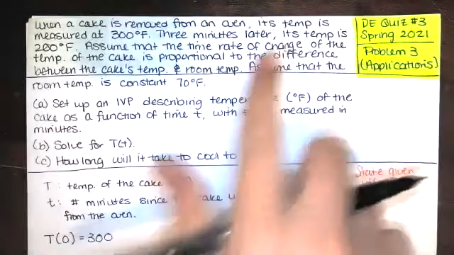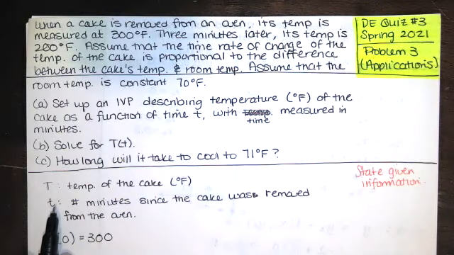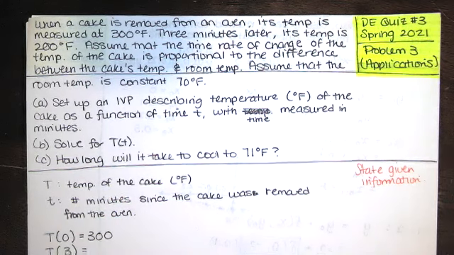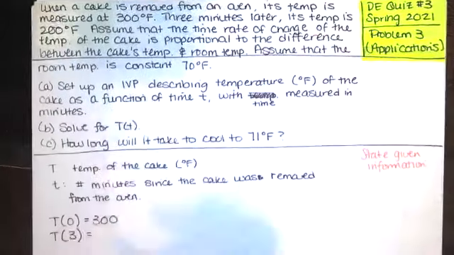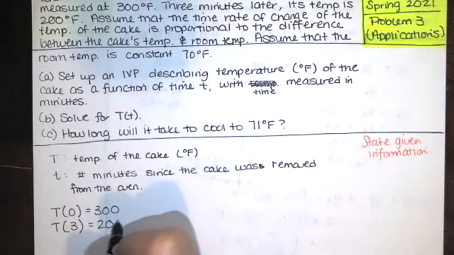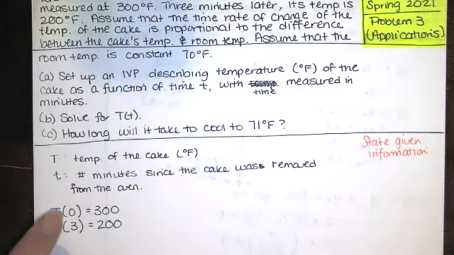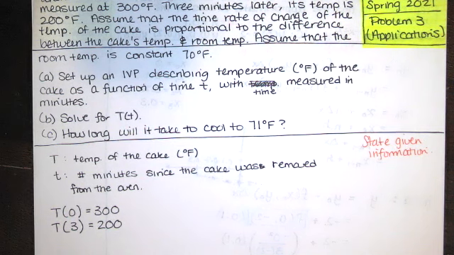Then it says 3 minutes later, and t is measured in minutes, so it's going to tell us something about the temperature 3 minutes later. The temperature of the cake is 200 degrees Fahrenheit. So at time 0 minutes and 3 minutes, the temperature is 300 degrees Fahrenheit and 200 degrees Fahrenheit, respectively.